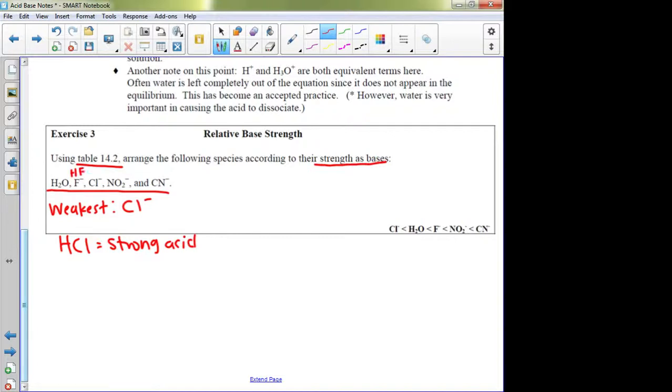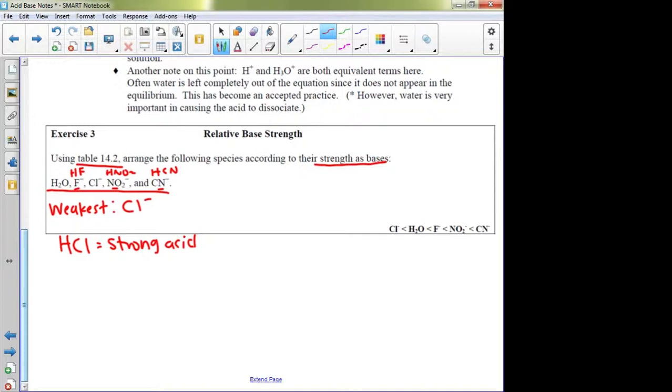Is HF a strong acid? No. Is HNO2 a strong acid? No. Is HCN a strong acid? No. So all of these bases, F negative, NO2 negative, CN negative, are going to be stronger bases than Cl negative. Do we see that? Okay. So I automatically know that Cl negative is going to be the weakest.